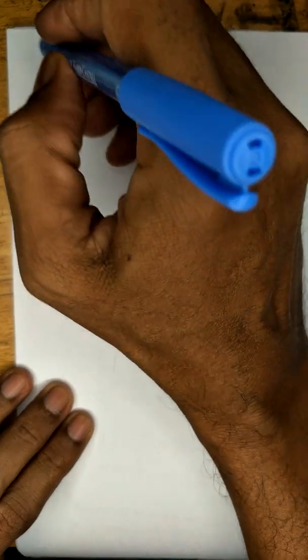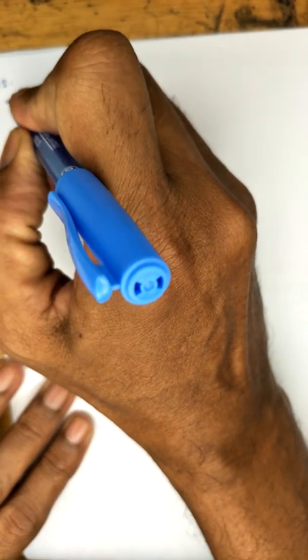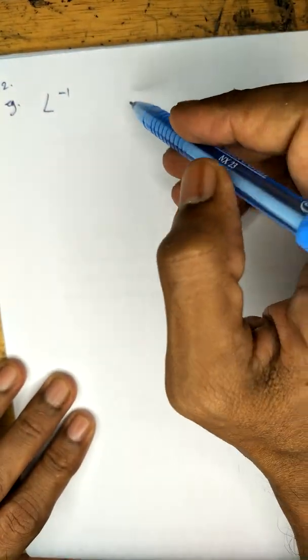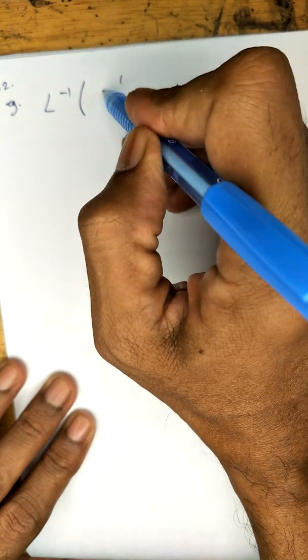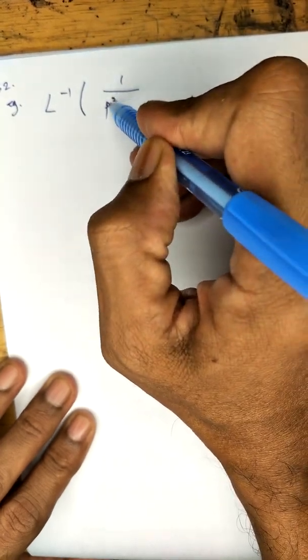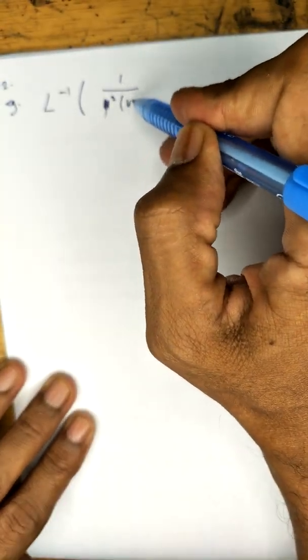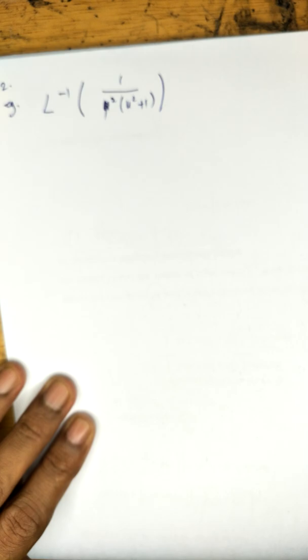Okay, so this is my video number 32. In this video I'll give you an example of how to use the Laplace transform of the convolution. For this example, let's say we want to find the inverse of the function 1 over u squared plus 1.